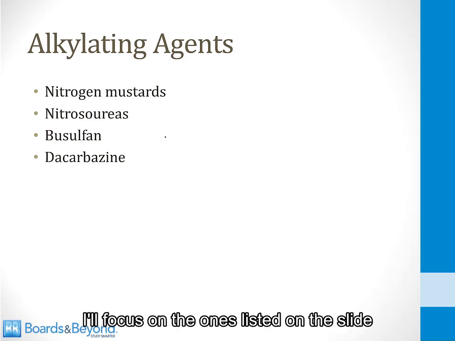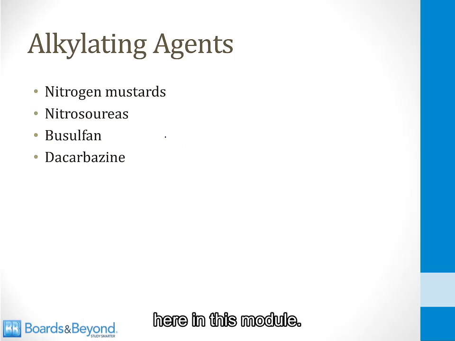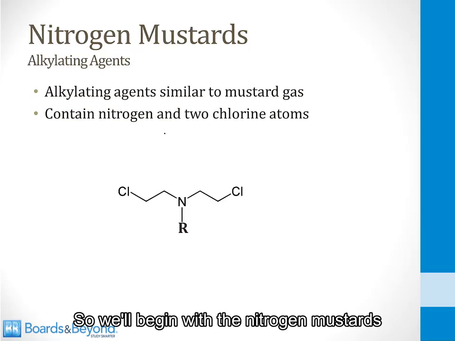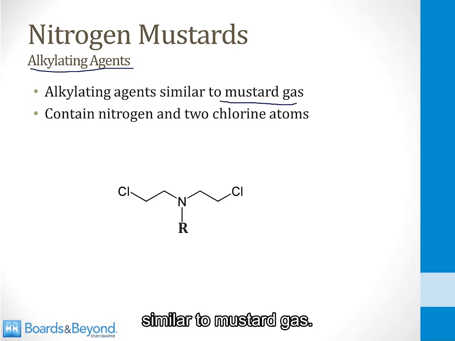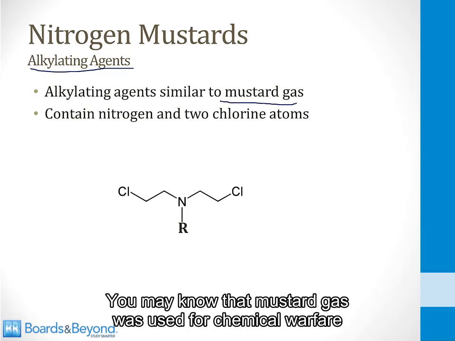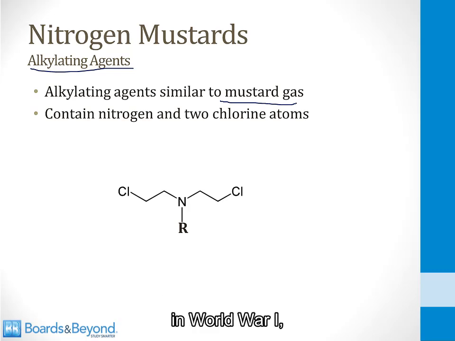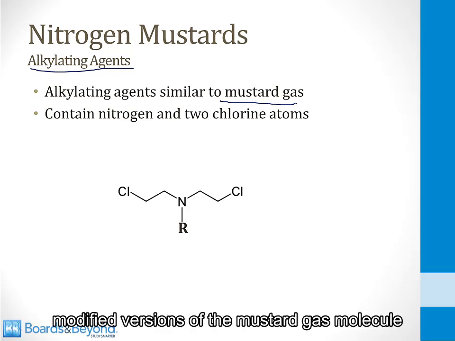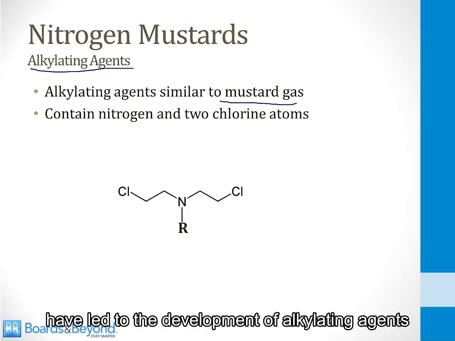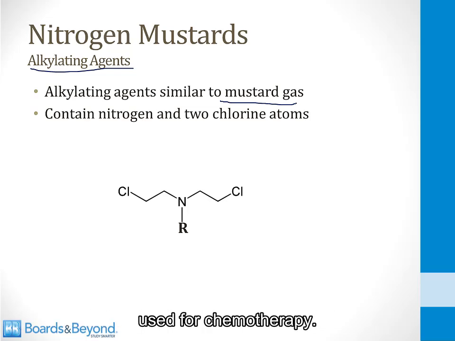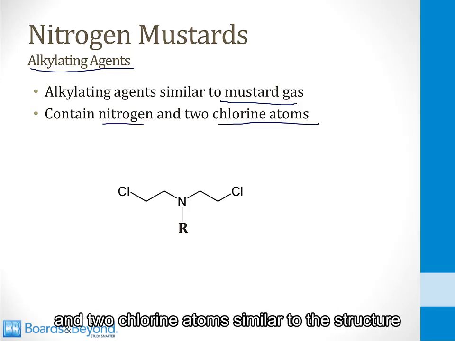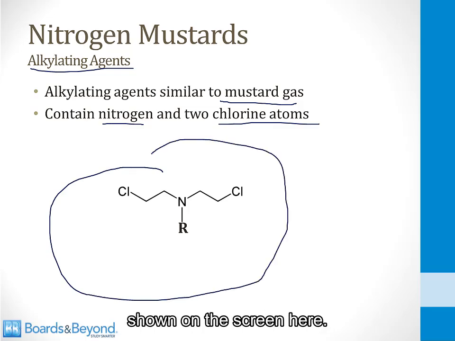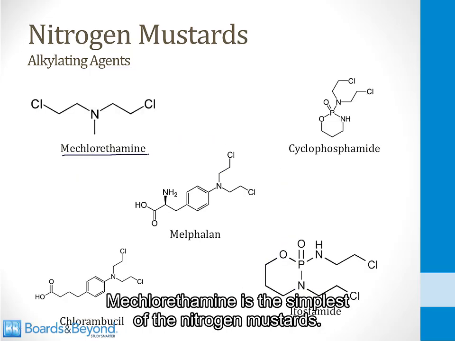I'll focus on the ones listed on the slide here in this module. So we'll begin with the nitrogen mustards, which are alkylating agents that have a structure similar to mustard gas. You may know that mustard gas was used for chemical warfare in World War I. Modified versions of the mustard gas molecule have led to the development of alkylating agents used for chemotherapy. And all of these drugs contain a central nitrogen and two chlorine atoms similar to the structure shown on the screen here. Mechlorethamine is the simplest of the nitrogen mustards.